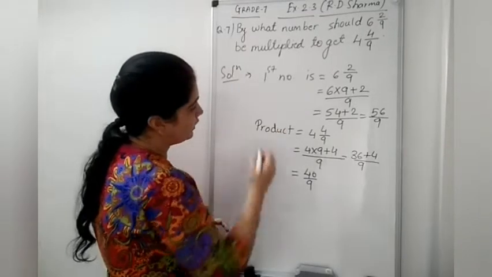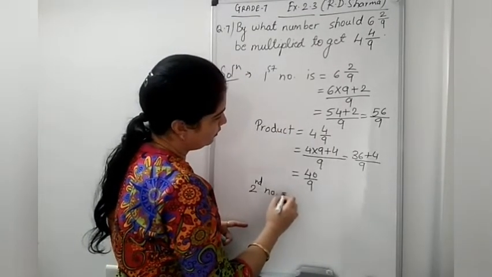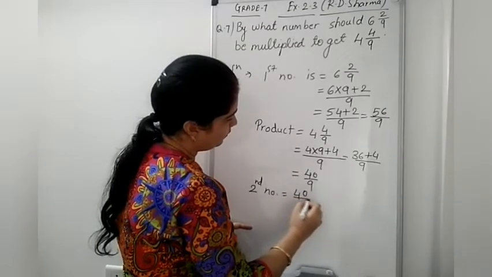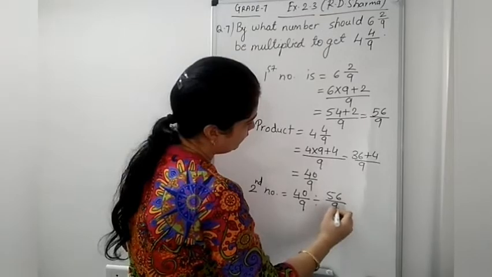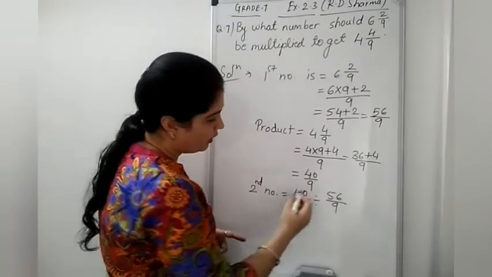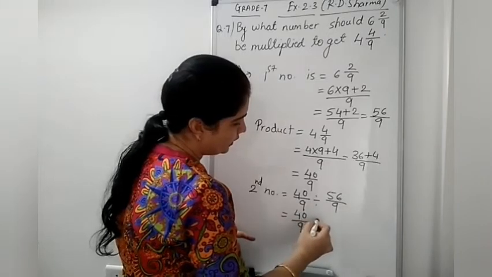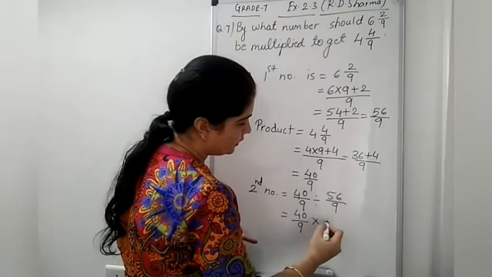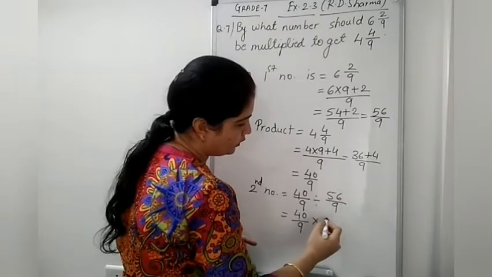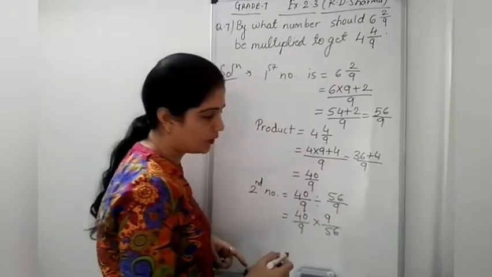Now if you have to find the next number, as I explained initially, the second number will be the product, that means 40 upon 9 divided by the first number 56 upon 9. When we are dividing any two fractions, the first fraction remains as it is, the division sign is converted into a multiplication sign, and the next fraction is inverted, its reciprocal. Reciprocal means the numerator becomes the denominator and the denominator becomes the numerator.